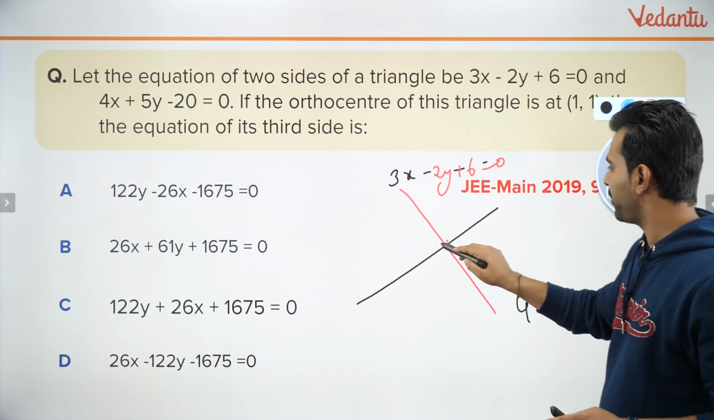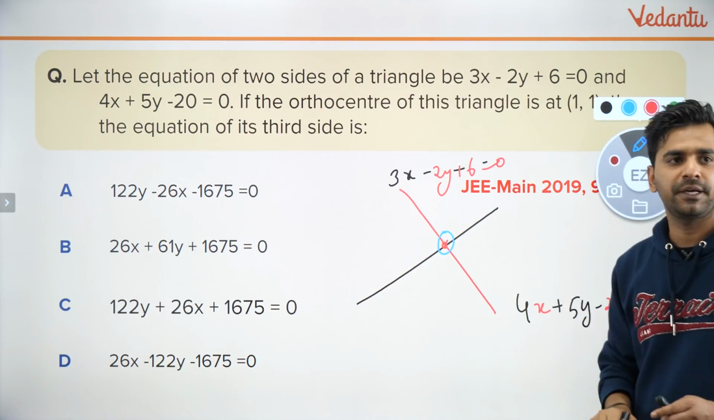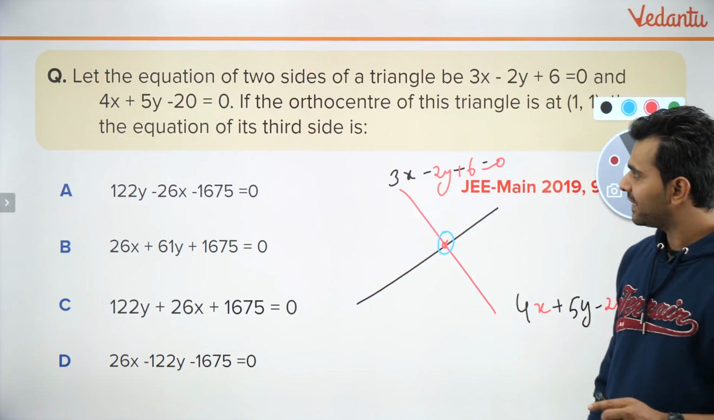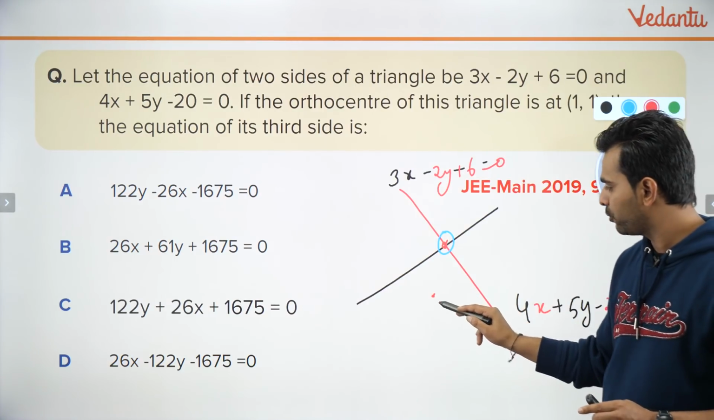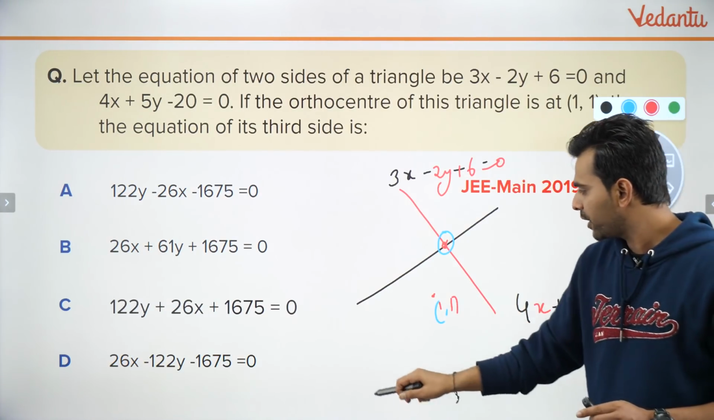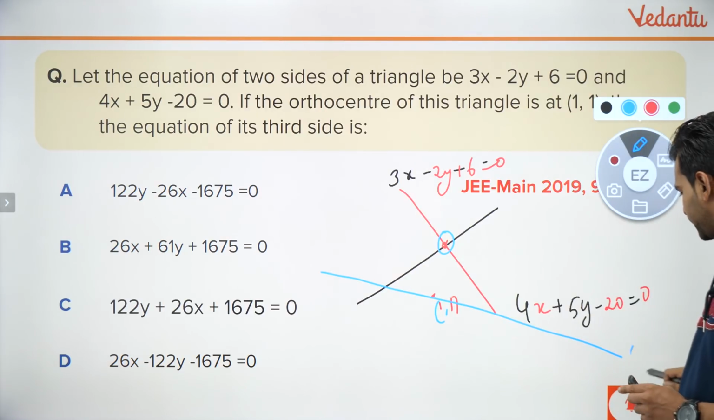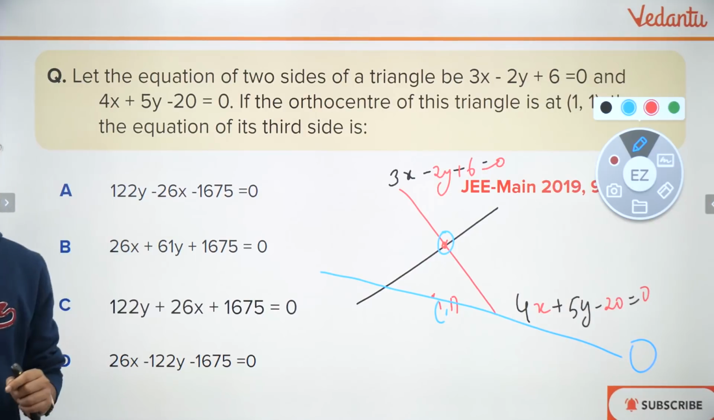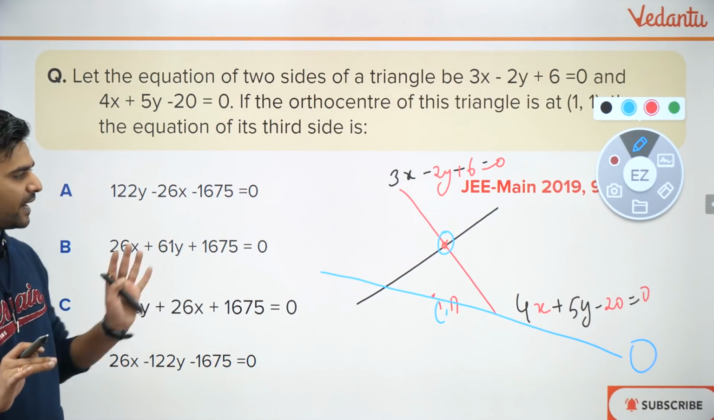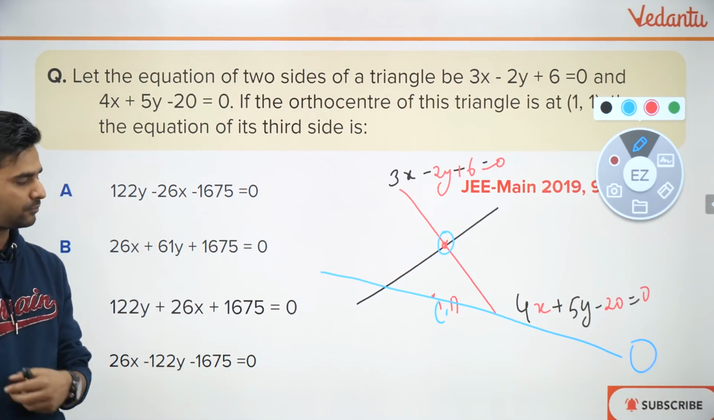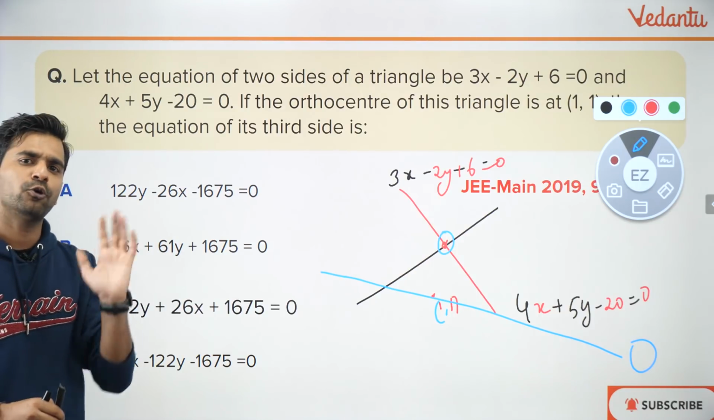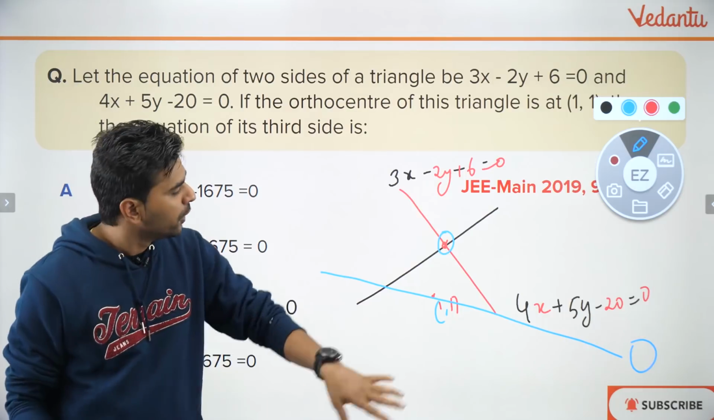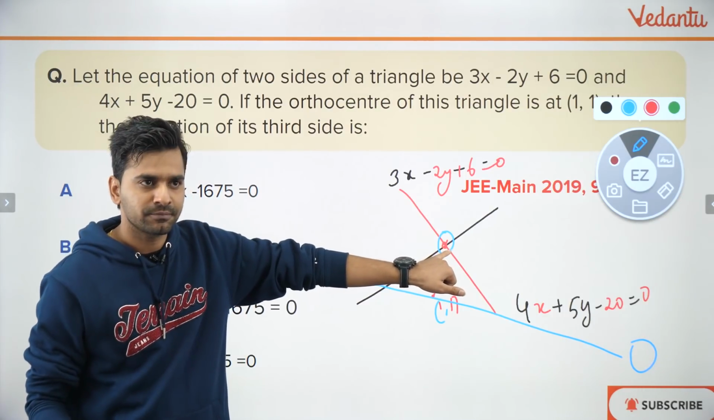Can I find out their point of intersection wherever these two lines are meeting? Number one, yes sir, I can find that. Now, the question is saying that the orthocenter is also given to you, that is this is 1, 1. You need to find out the equation of the third line, that is this blue line. This is the question as I can understand, right? Are you guys able to understand that this is the question? Yeah. Now, let's say you don't know anything how to solve this question objectively or subjectively. Now what you will do? You can find out this point of intersection very easily.